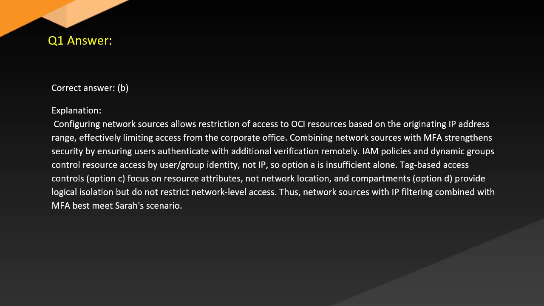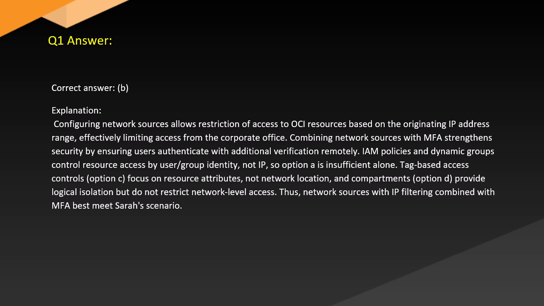Answer. Correct answer: B. Explanation. Configuring network sources allows restriction of access to OCI resources based on the originating IP address range, effectively limiting access from the corporate office. Combining network sources with MFA strengthens security by ensuring users authenticate with additional verification remotely.